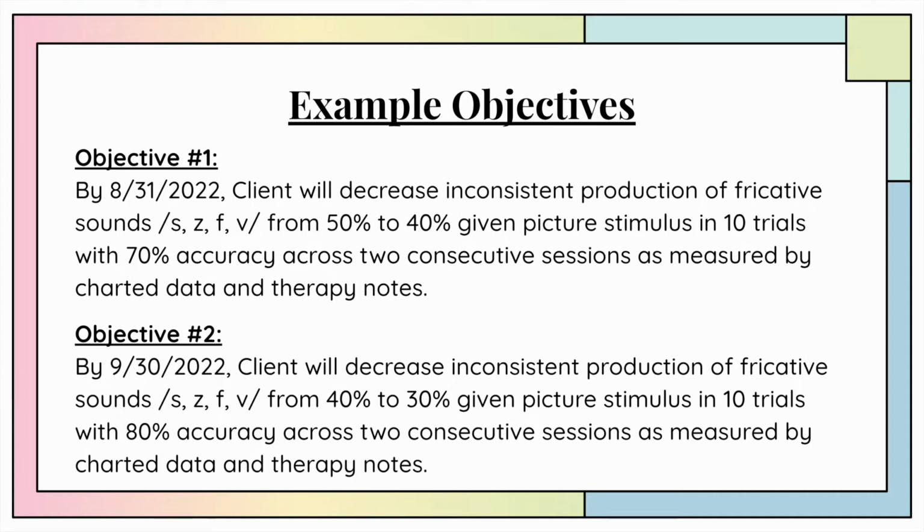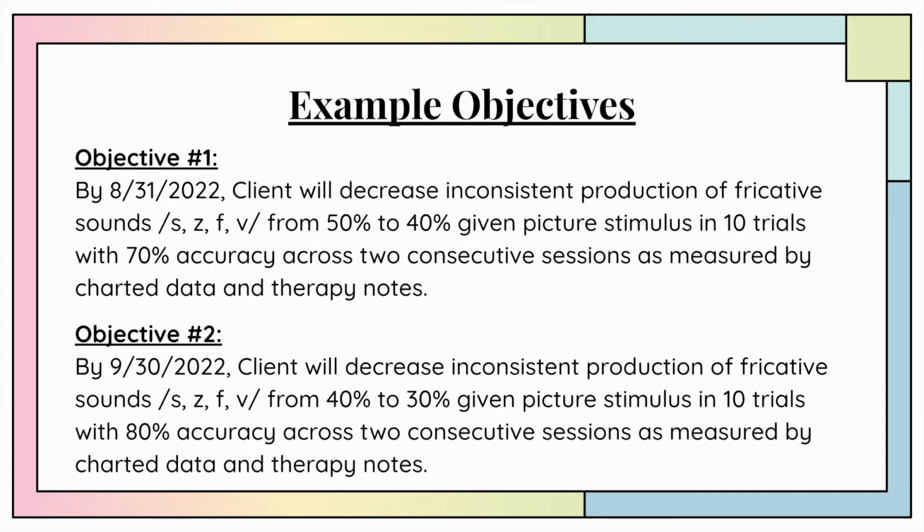Then we have our second objective. By September 30th, 2022, client will decrease inconsistent production of fricative sounds S, Z, F, and V from 40% to 30% given picture stimulus in 10 trials with 80% accuracy across 2 consecutive sessions as measured by charted data and therapy notes.